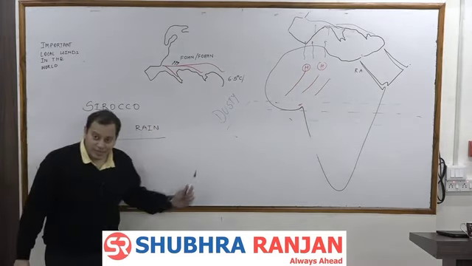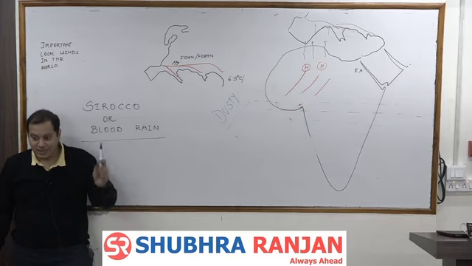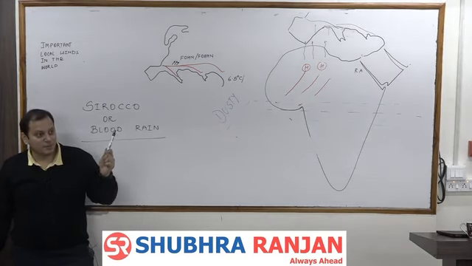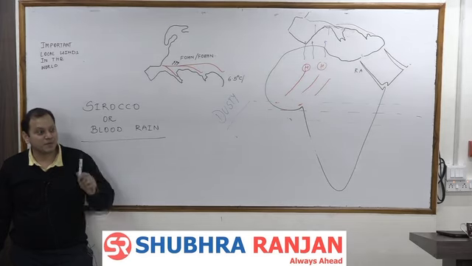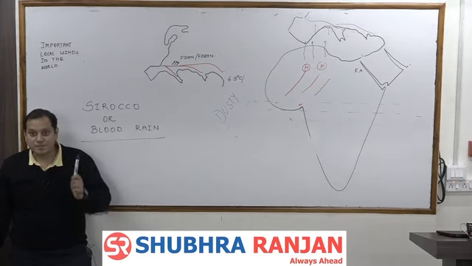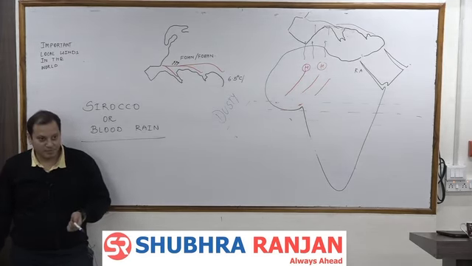So we will not write this as dry wind. It originates as dry wind, but it is responsible for rainfall. Sirocco is known by different names in different parts of the world. In Spain it is known as lavender.